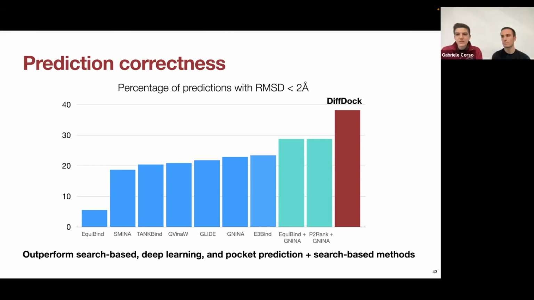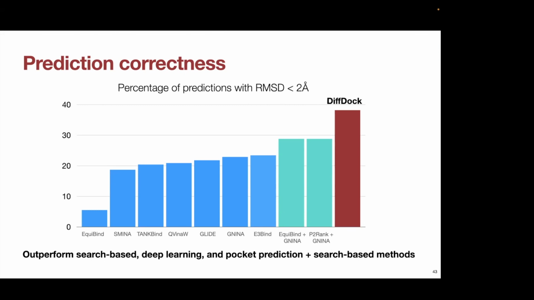Oh, for covalent binders? Sorry. Ah, okay. No, we have not looked at that. Okay. There might be covalent binders in PDBBind though.